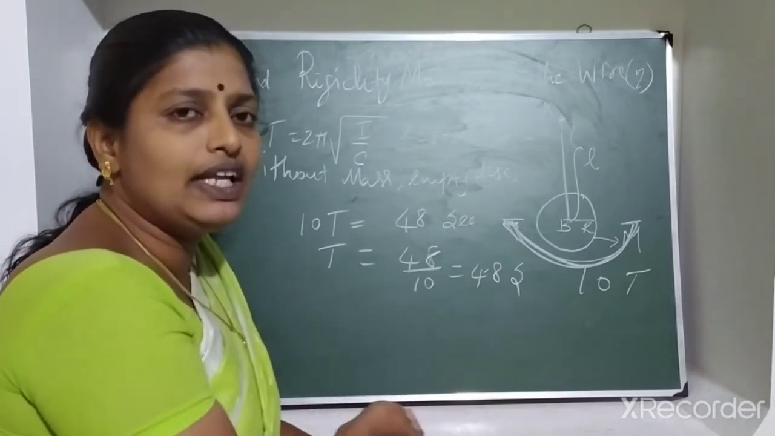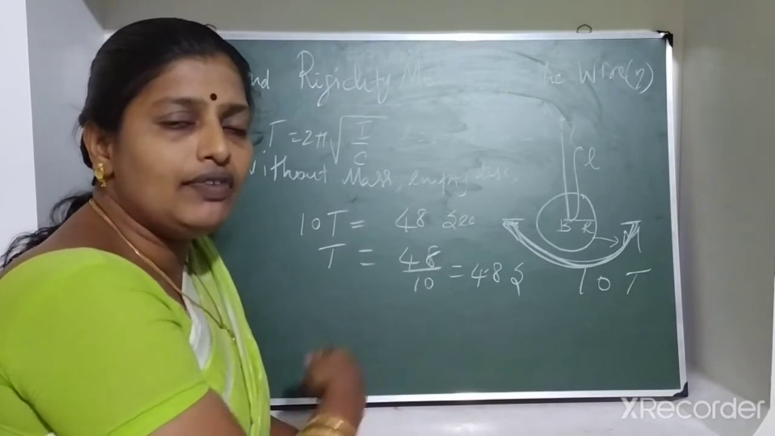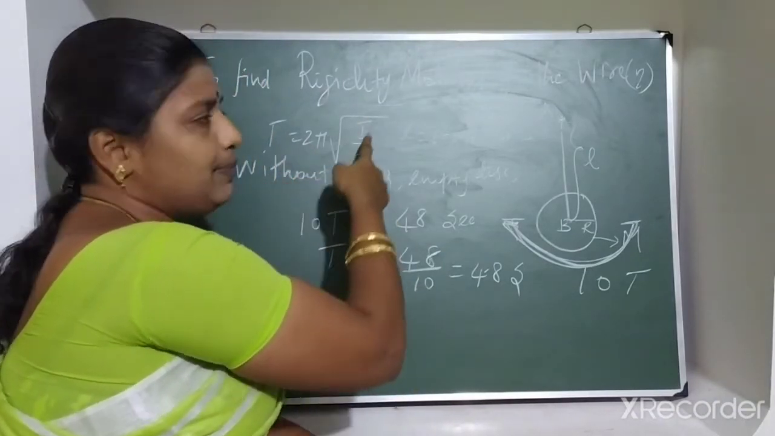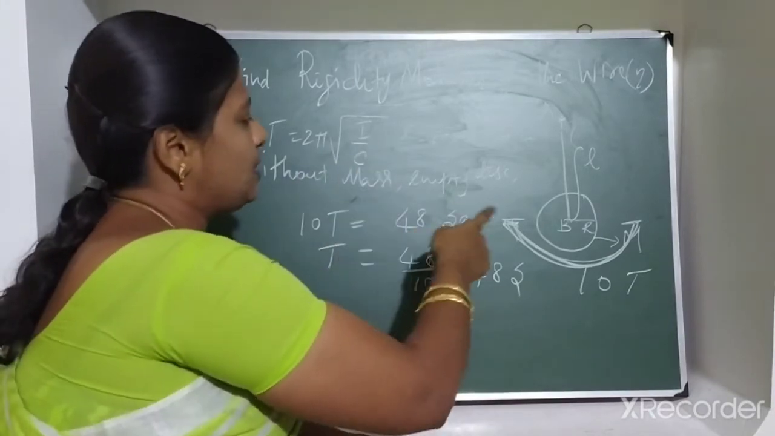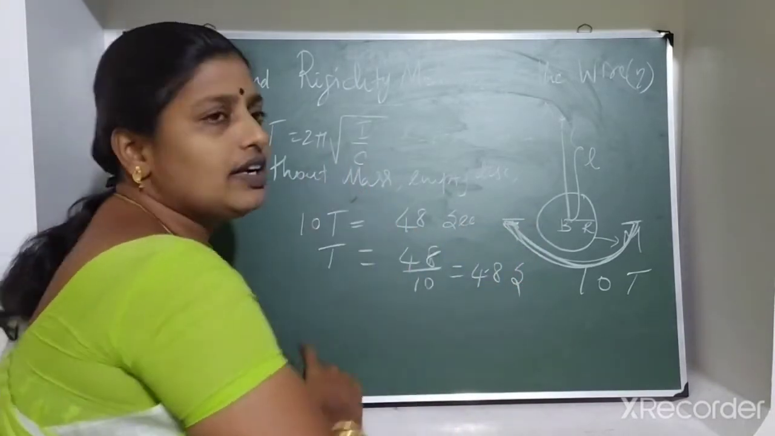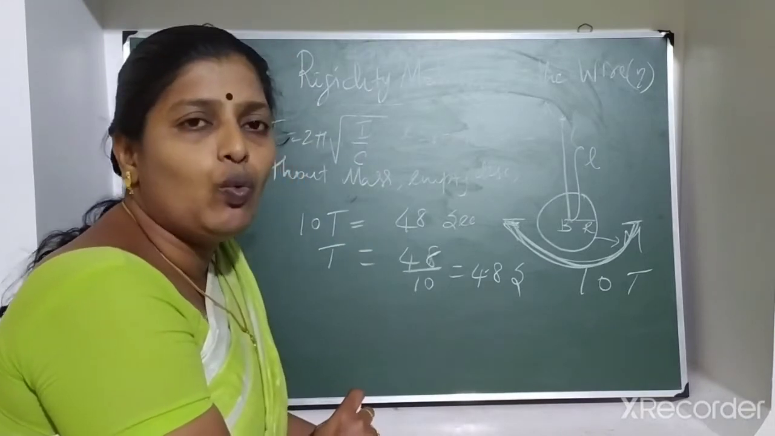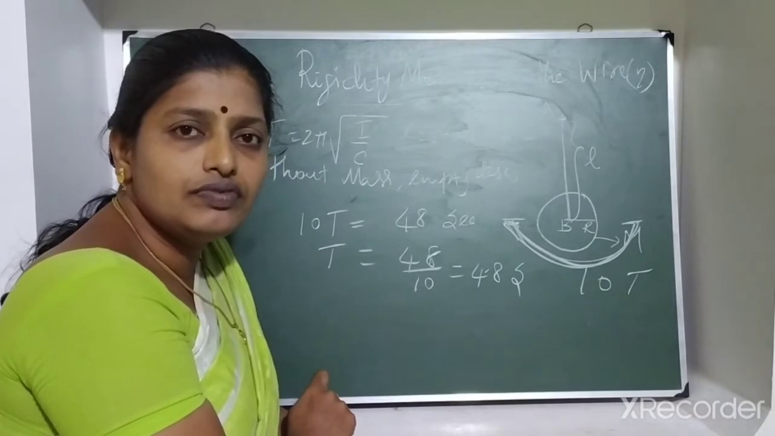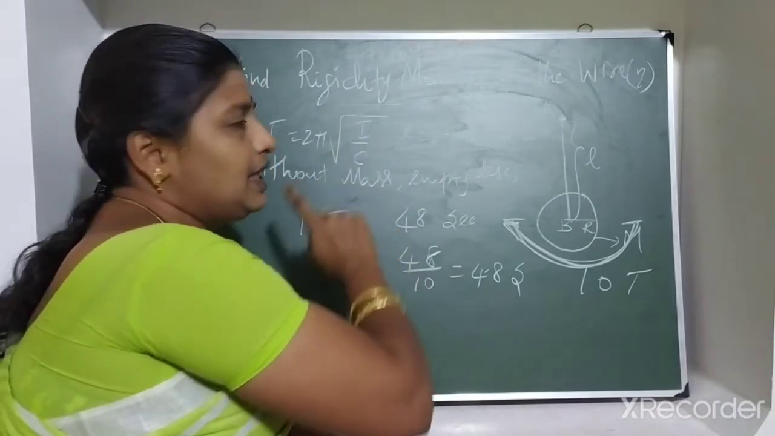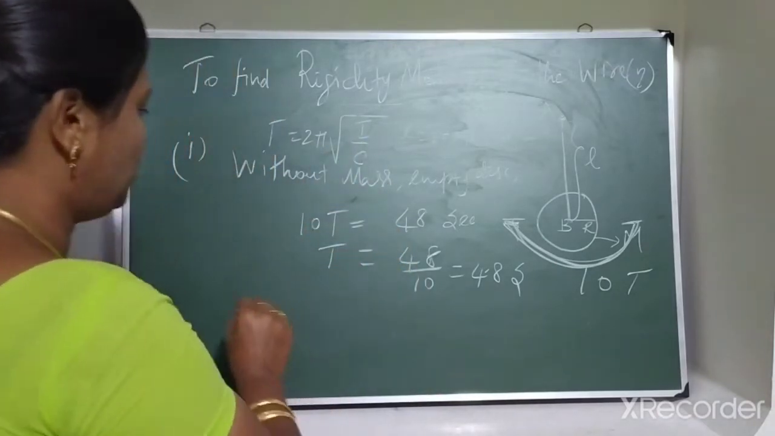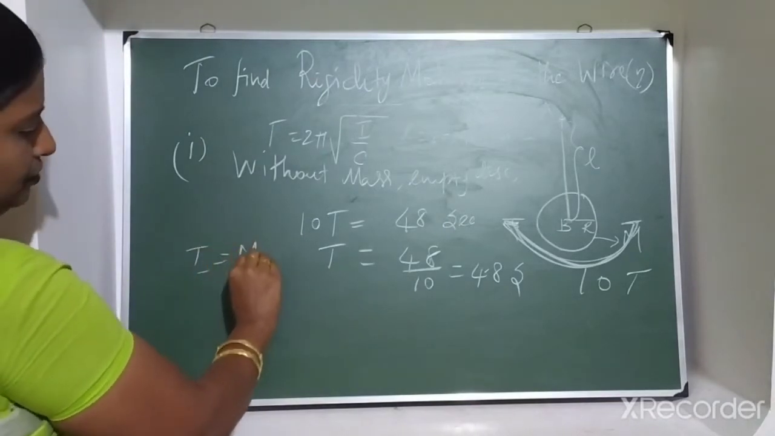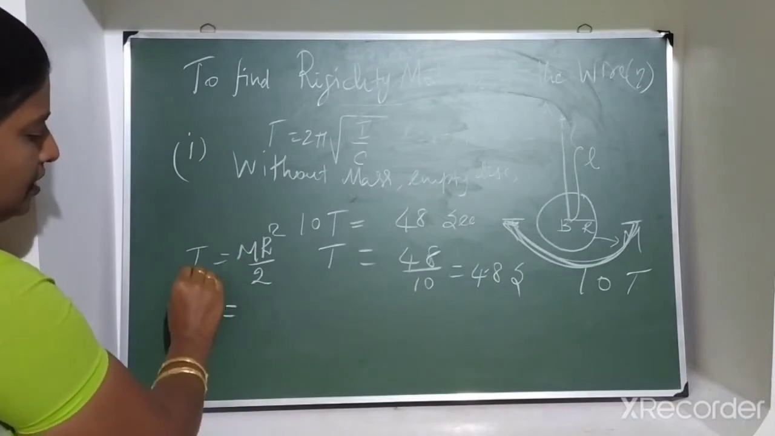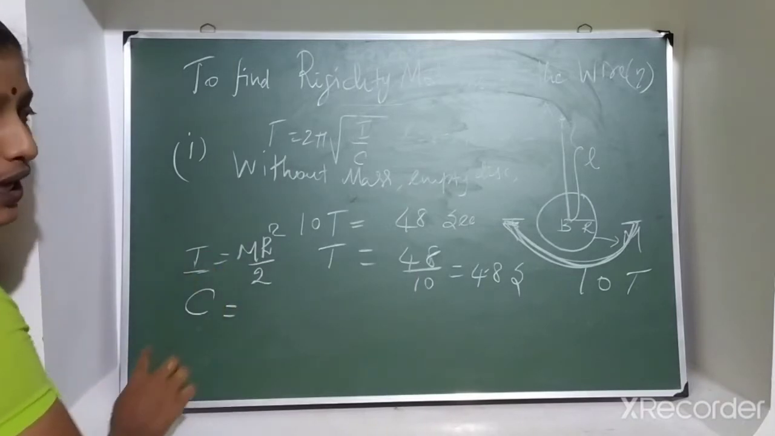Suppose you want to find this manually or theoretically, use the standard formula T equal to 2 pi root of I by C. I is the moment of inertia, a constant value, and C is the constant value, the twisting couple of the wire. We have to find this T value. Okay, the moment of inertia I equal to M r squared by 2. This is the geometric moment of inertia. C is the twisting couple of the wire.